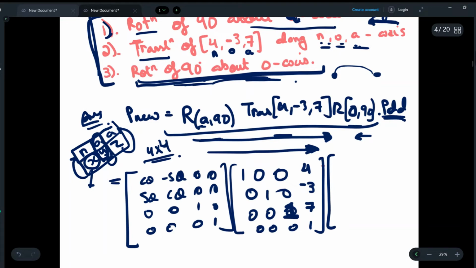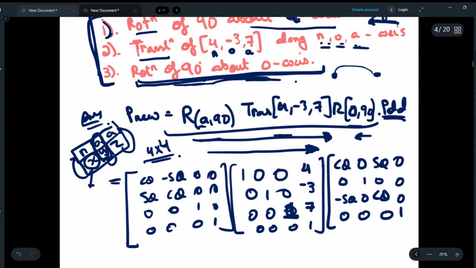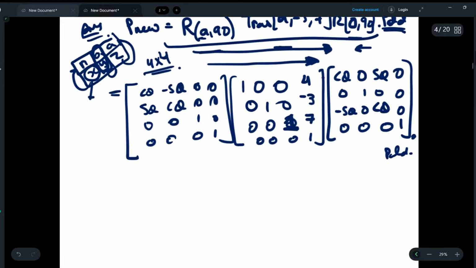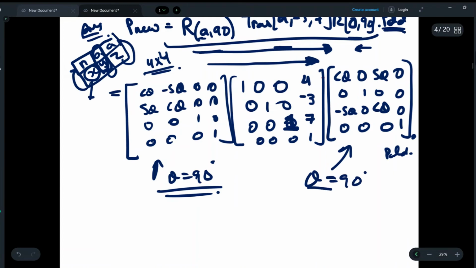So we have cos theta, 0, sin theta, 0, minus sin theta, 1, 0, 0, and here we have cos theta, and here we will simply write 0 0 1 0 0 0 1, and at the end we will multiply it by the old coordinates that are given in the question. And here you will put the value of theta as 90 according to the question, as we have to rotate it by 90 degrees, and over here also we will put theta equal to 90.